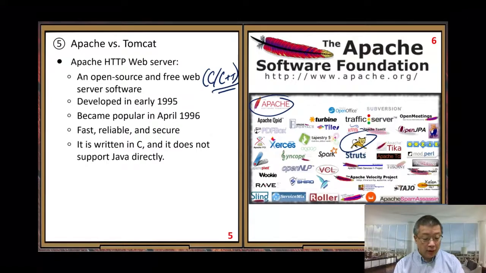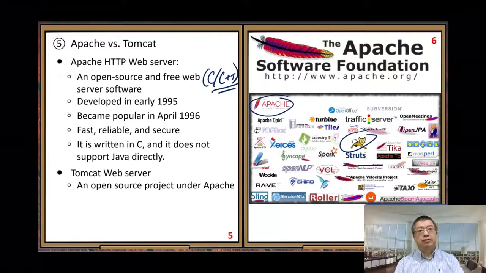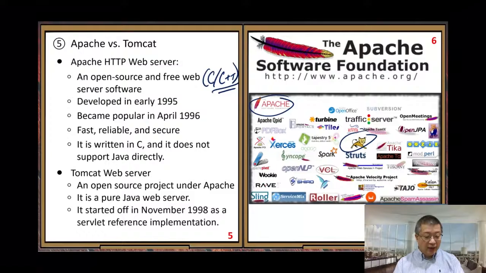All right. Tomcat web server. This one is an open source project under Apache. It is a pure Java web server, completely written in Java. It started in November 1998, and at that time it was still pretty early. It started as a servlet reference implementation.